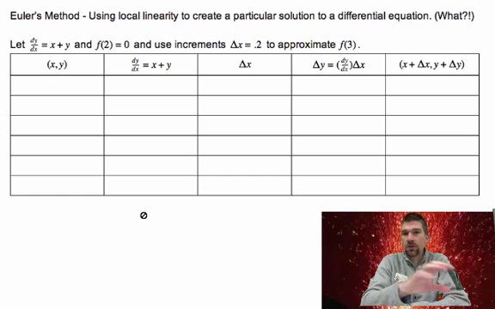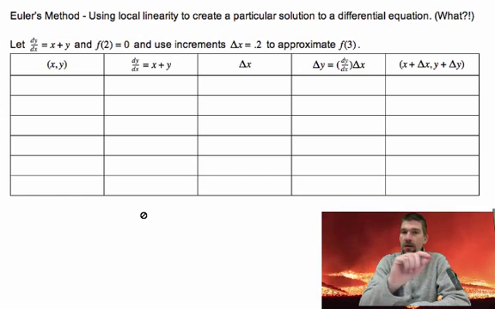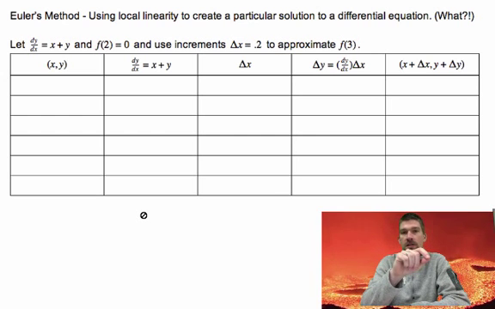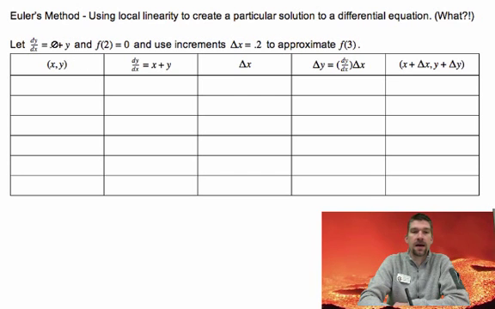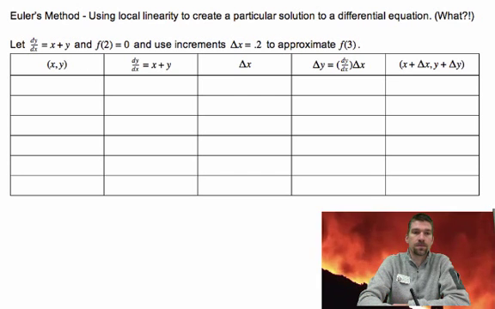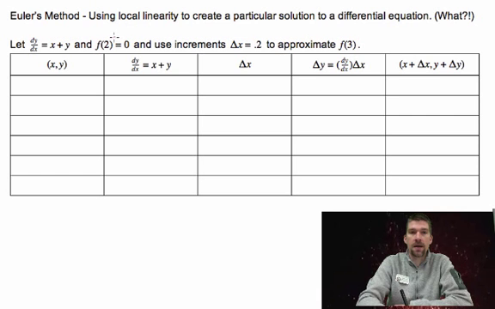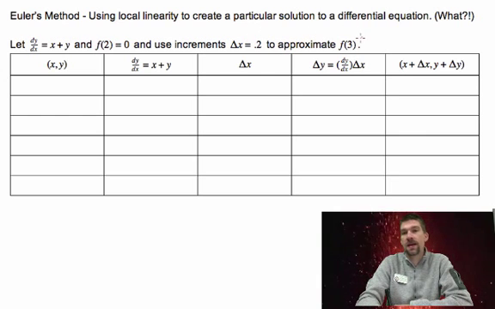Euler's method is similar to a slope field in that it takes any curve that you're looking at and stretches your curve into some sort of linear shape. The closer you are to a specific point, the easier it is to get that linear shape. So what we're going to do is let dy/dx be equal to x plus y. We're going to let f of 2 equal 0, and we're going to use the increments delta x equal 0.2 to approximate f of 3.